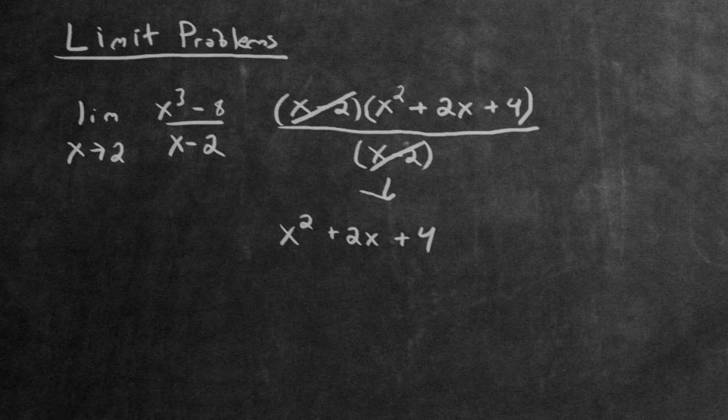Now we can see that if we were to take the limit as x approaches 2, we would have a 4 right there, put a 2 in here, it's going to be another 4, and then another 4 right here, leaving us with an end answer of 12. And that's the end result, or the answer to this particular limit problem. Let's call this A.